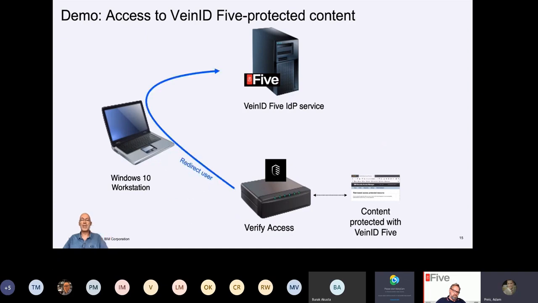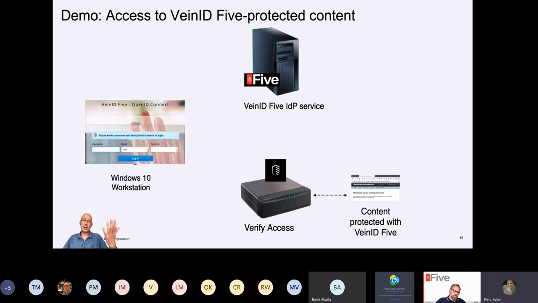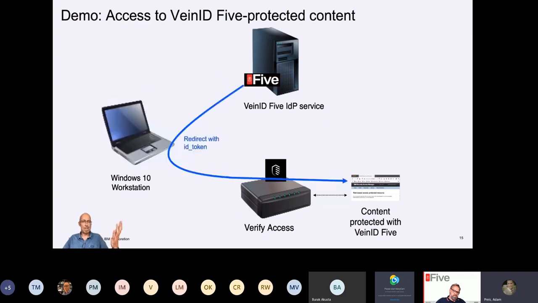He will be redirected to the IDP service, and the IDP service will prompt the user for the hand gesture authentication, which will of course be done. And then the IDP service will redirect. The user is now authenticated, and the user will redirect through Verify Access. The user will have access to the content protected with Vein ID 5.